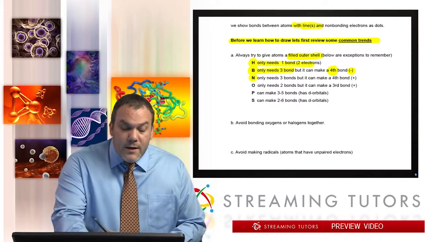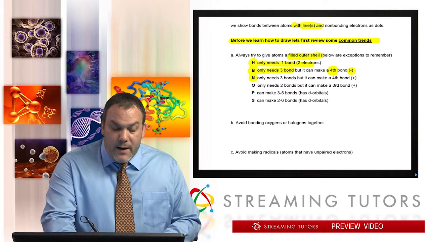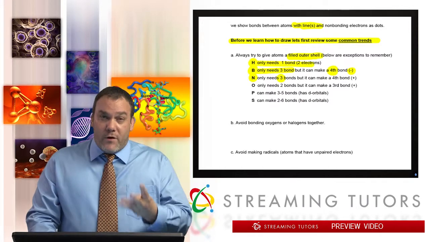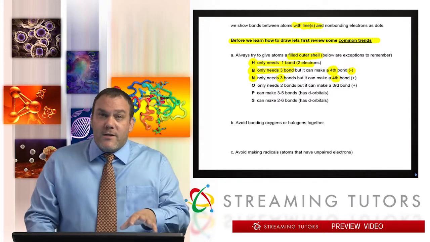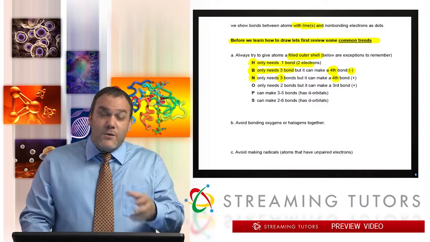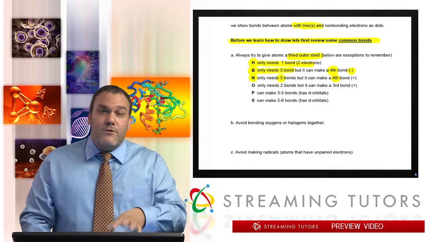Nitrogen likes to make 3 bonds, but it can make a 4th bond, and you have to keep that in mind. So your first approximation, your first guess, would be to make 3 bonds from a nitrogen.